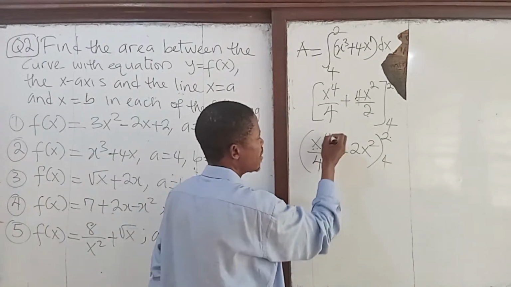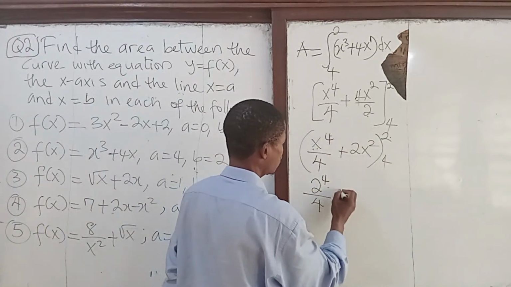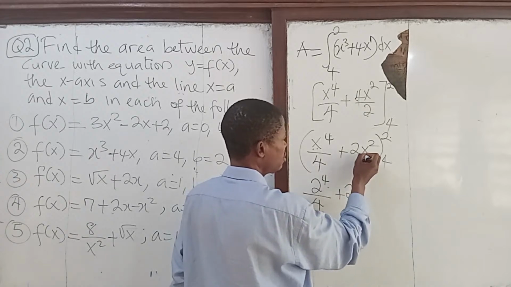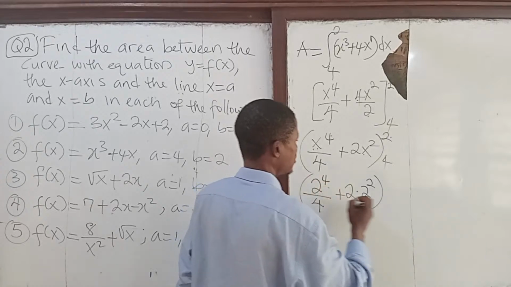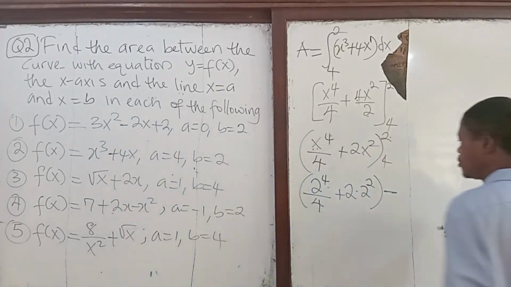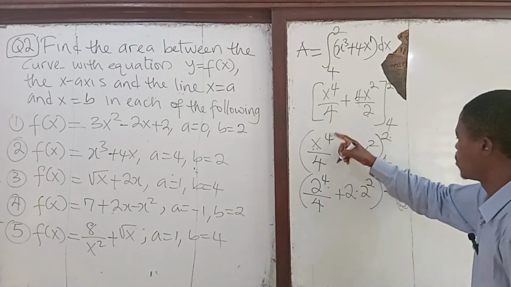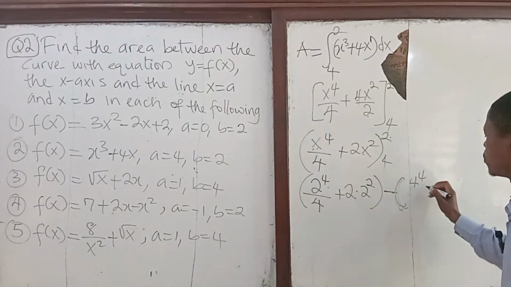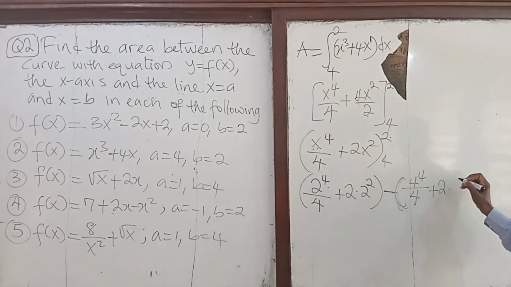That's 2. 2 to the power 4 over 4 plus 2 times 2 squared. That's the upper boundary. Then minus the lower boundary, which in that case, our s is 4. That will be 4 to the power 4 over 4, and then plus 2 times 4 squared. Okay, so that's what we have there.